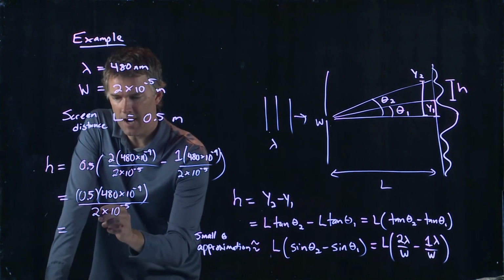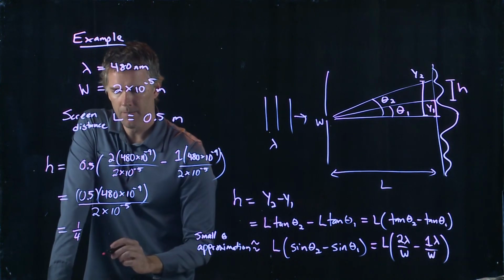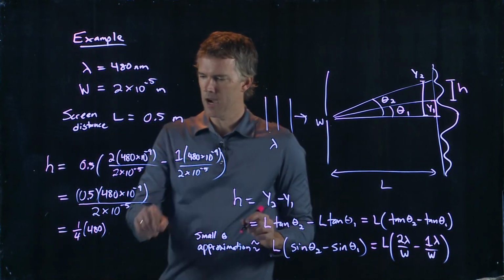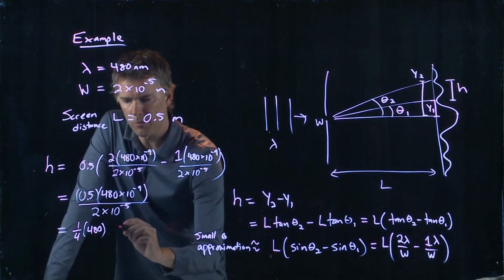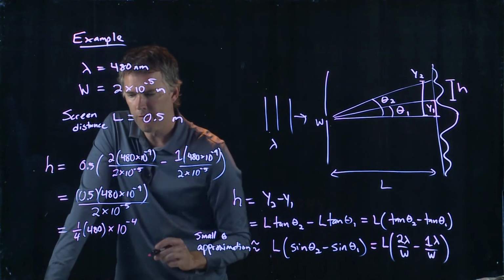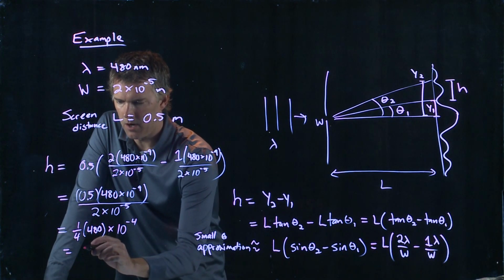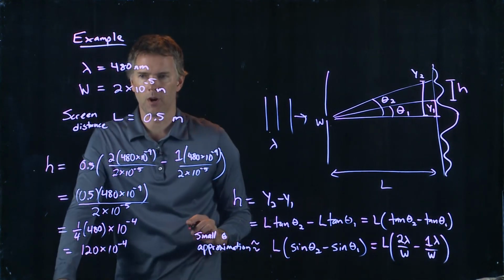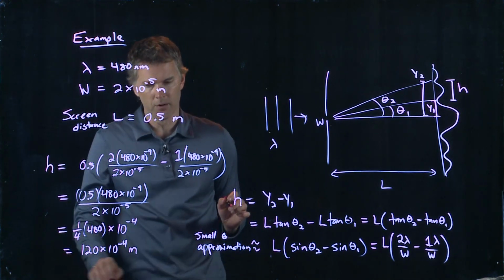So 0.5 over 2, well, 0.5 is a half. Divide by 2, we get a quarter. So we're going to get a quarter of 480. And then we've got a 10 to the minus 9. And we're going to take this 10 to the minus 5 and put it up on top. So we're going to add 5 up there, and so we get a 10 to the minus 4. A quarter of 480, that's not too bad, right? That's got to be 120 times 10 to the minus 4. So I'm going to say that h is 120 times 10 to the minus 4 meters.